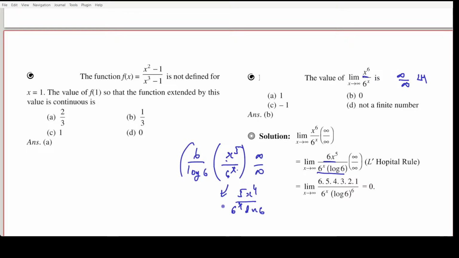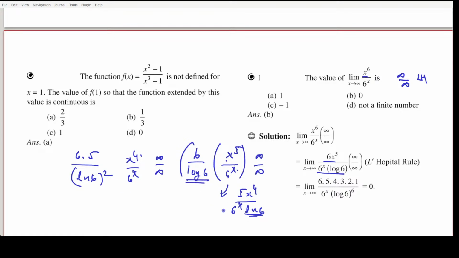This one and this one, if you combine, give 6 into 5 by ln 6 square, into x power 4 by 6 power x. This is still infinity by infinity. What does that mean? You can still differentiate once more. Here you get one more ln 6, so it becomes ln 6 square.